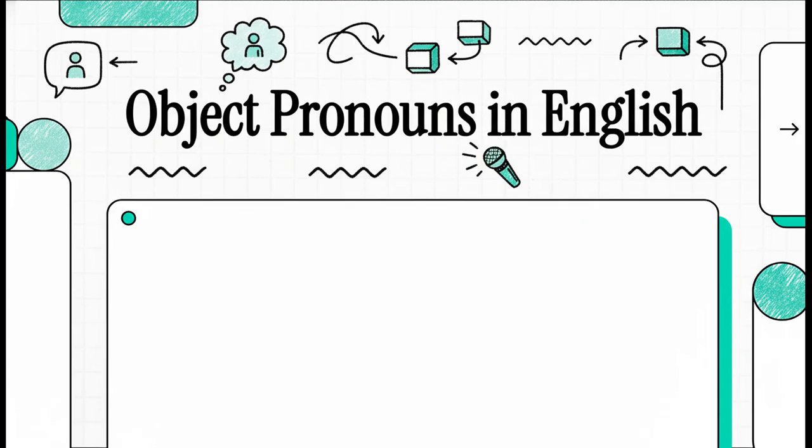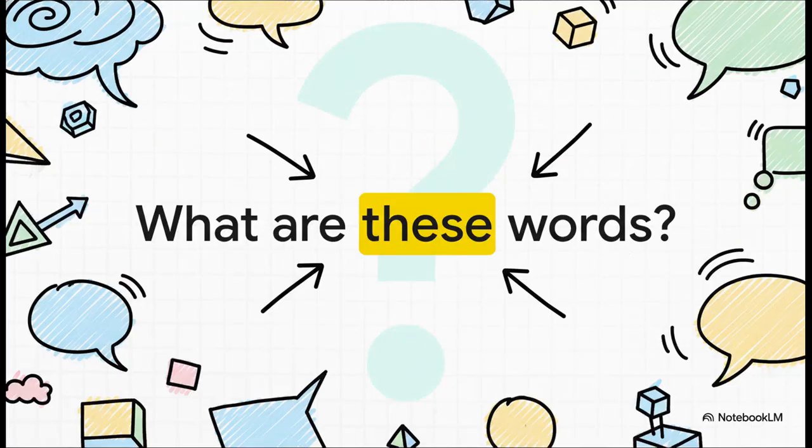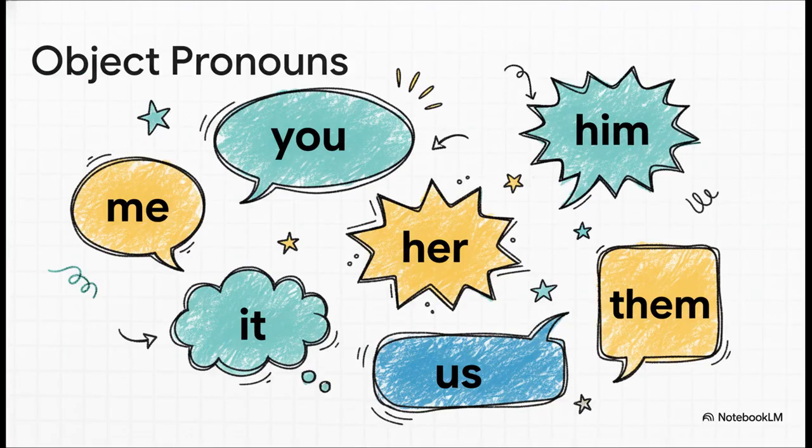All right, let's talk about 7 small words that make a huge difference in your English. Object pronouns. They might seem simple, but getting these right, that's the secret to sounding way more natural. Okay, let's jump right in. So what are these magic words we're going to be looking at today? And here they are: me, you, him, her, it, us, and them. Yep, these 7 little words are our entire focus today.